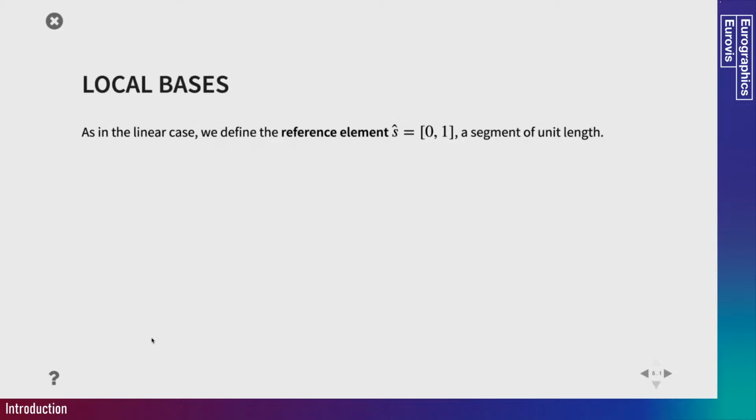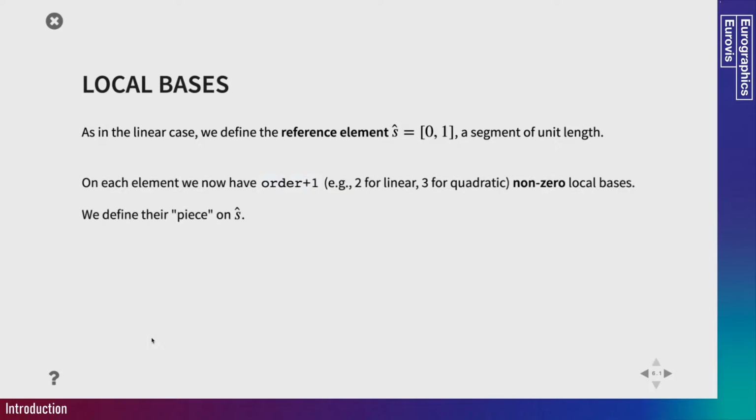So now that we have our nodes, we can go back to the basic idea that we want to define some local basis on the reference element, and the reference element is always our segment 0, 1. And in this case, we'll not have only 2 non-zero bases, we'll have order plus 1.